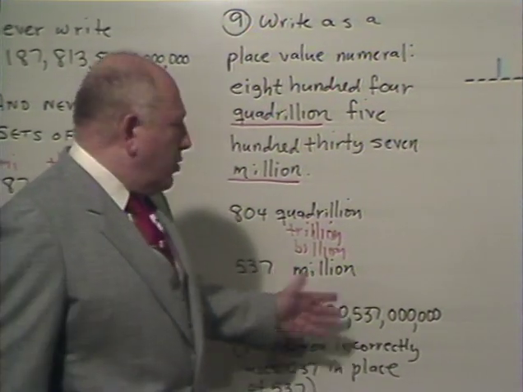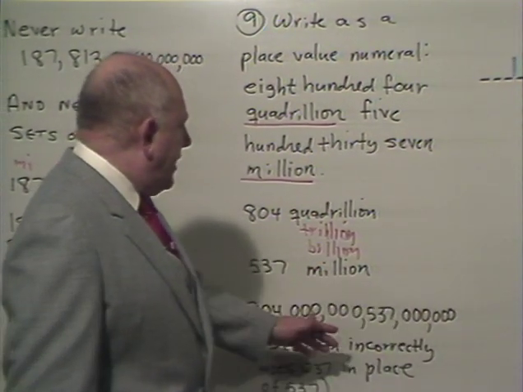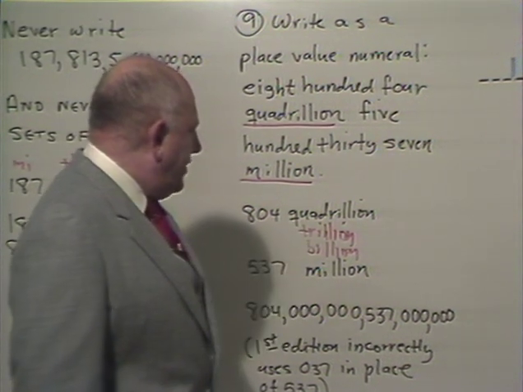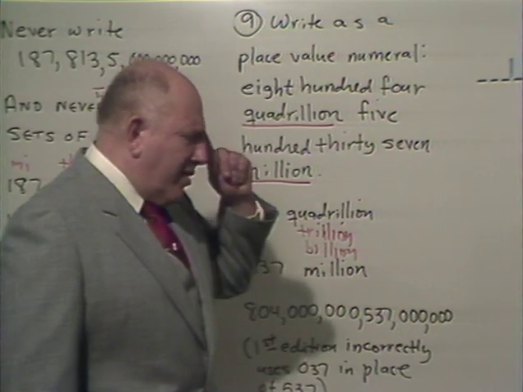Should that happen, don't panic over it. Go back to the beginning of the problem and say, let's see, I want 804 quadrillion and 537 million. So let me see. You say, I don't remember.